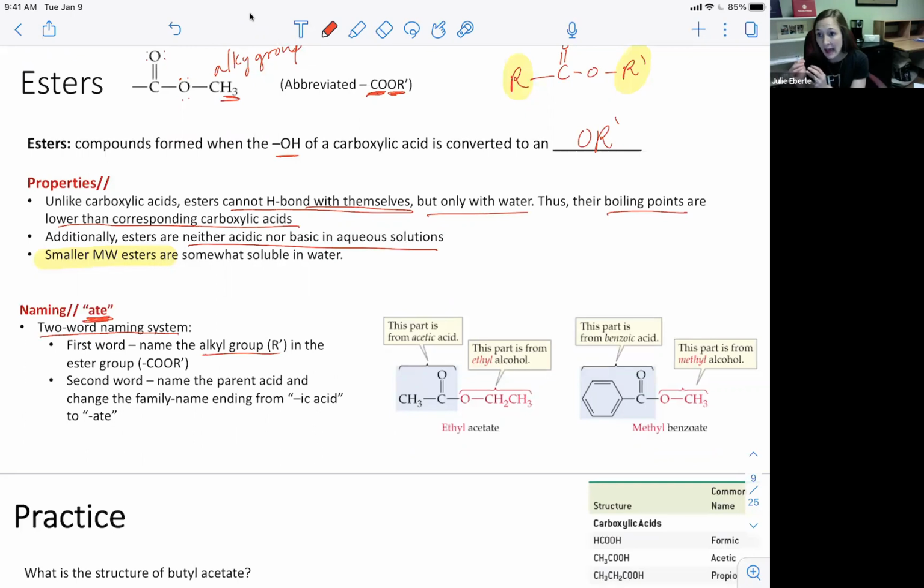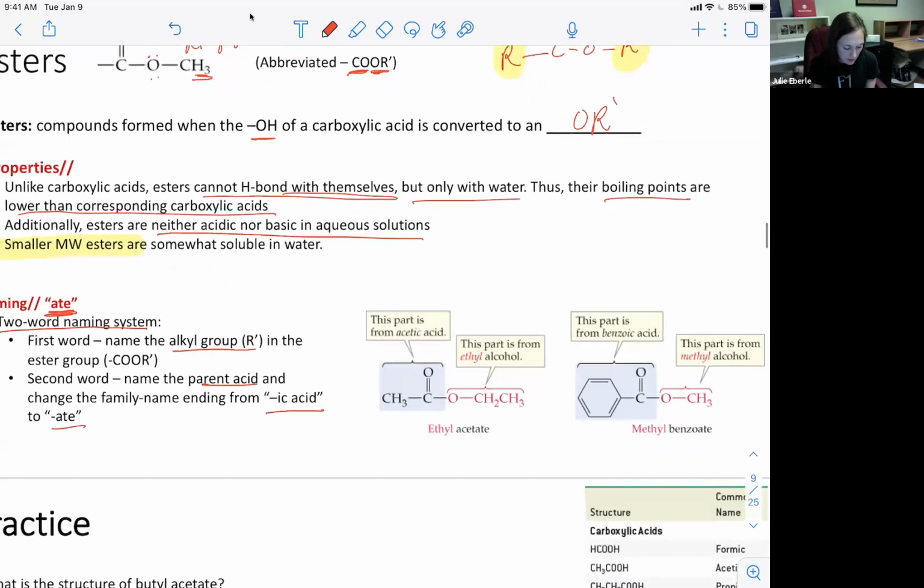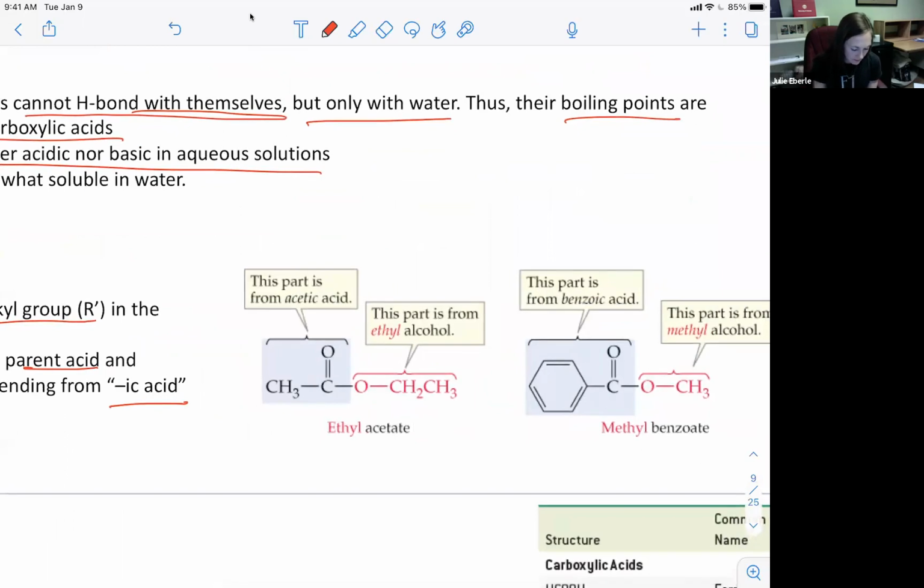You're going to name that, and then you're going to name the parent acid that this ester is formed from. So you'll consider, okay, what carboxylic acid did I have to get this ester? And you'll change the name ending from "ic acid" to "ate." For example, let's look at this right here. This part of the molecule highlighted in blue is from acetic acid. If you could imagine just an OH, that would be acetic acid.